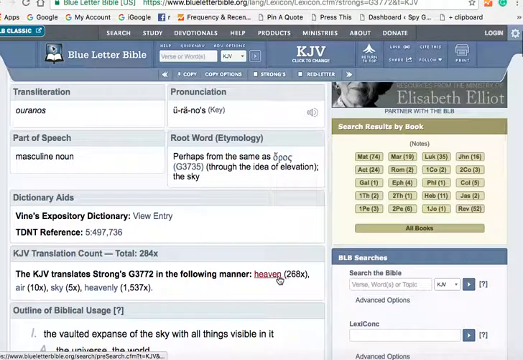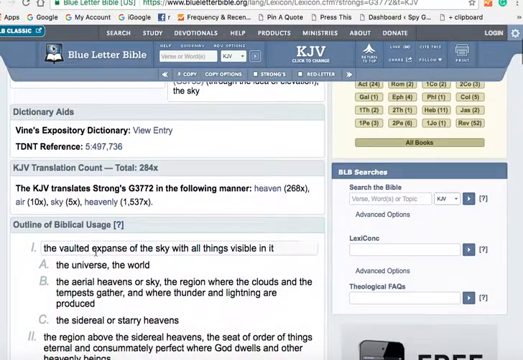Okay, and it's used as heaven a total count of 284 times. Total count, Ouranos is used 284 times. As heaven, it's used 268 times. Air is 10, and sky is 5. And then heavenly, it's used in some form of that 1,537 times. So I guess if you look up heavenly, you're going to find the word in the Greek that number of times. And its definition refers to the vaulted expanse of sky with all things visible in it, talking about the heavens above and the word actually as we know it today.